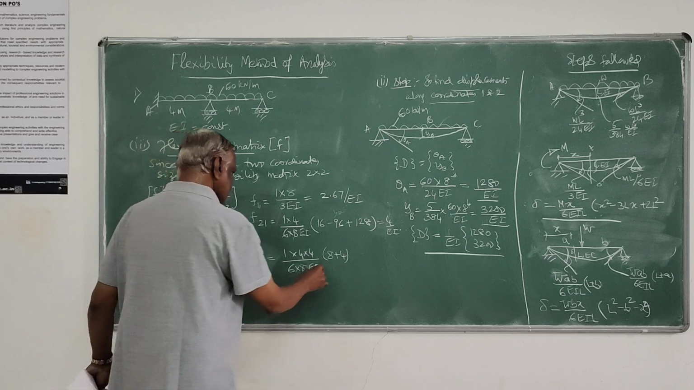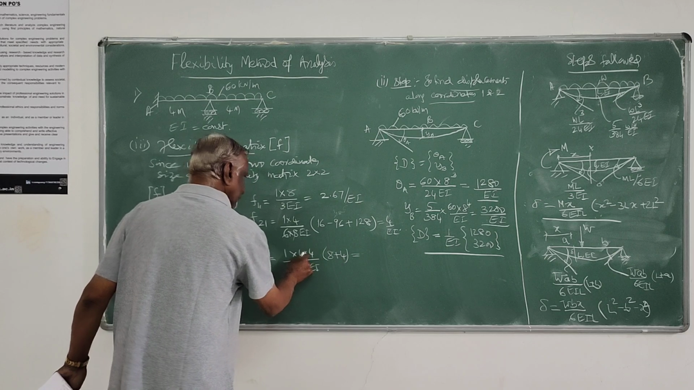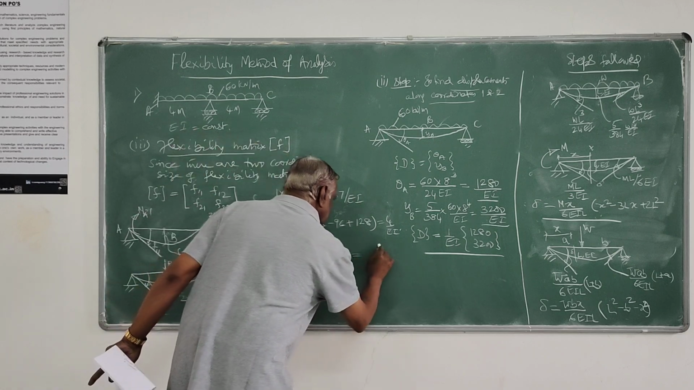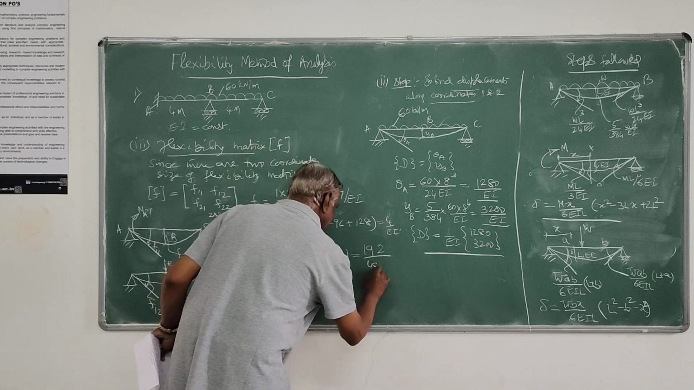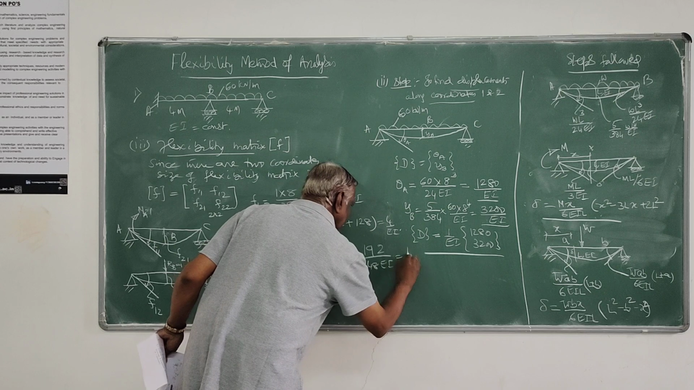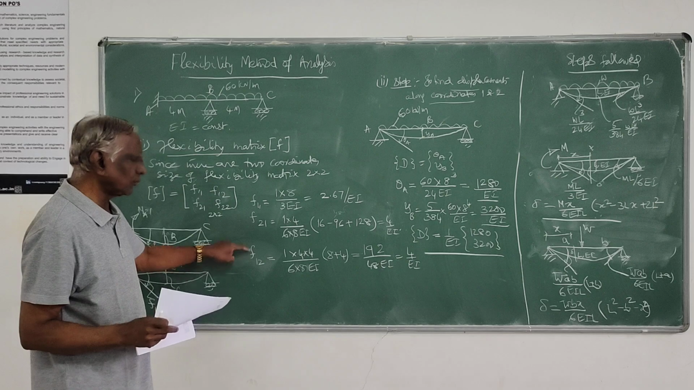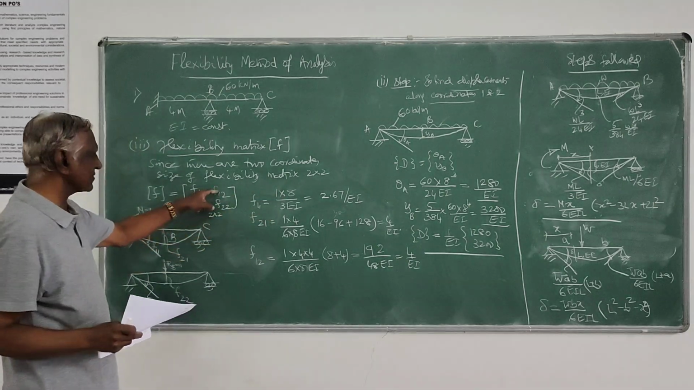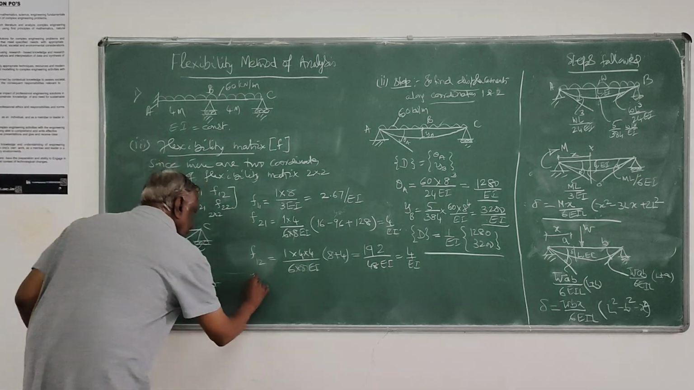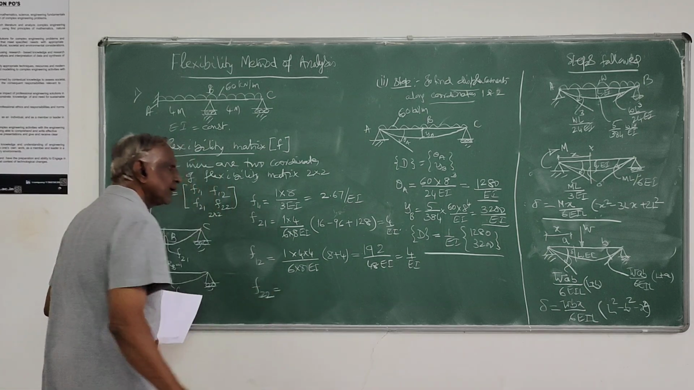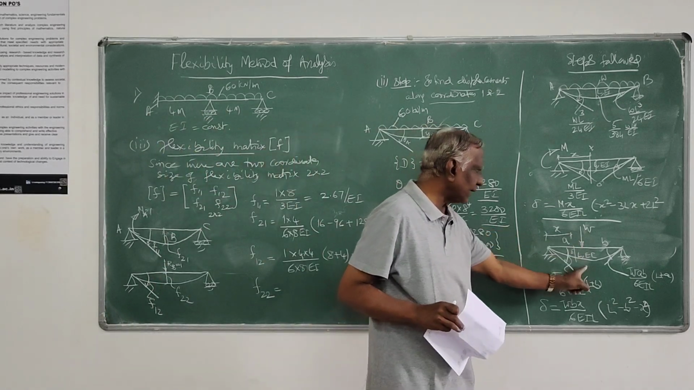If you simplify this, this is 12, 12 into 16, 192, divided by 48 EI, so this is nothing but 4 by EI. Naturally, F12 should be F21 because this has to be a symmetric matrix, I told, property of flexibility and stiffness matrices. And lastly, F22 you can generate. F22 is nothing but the deflection here at this point.